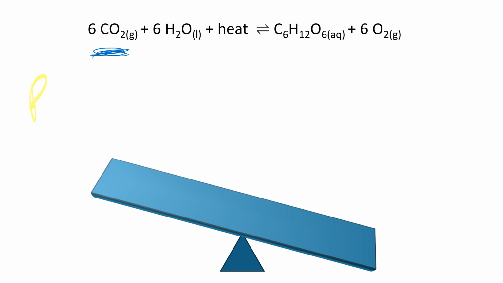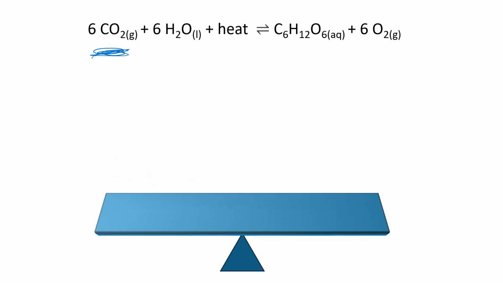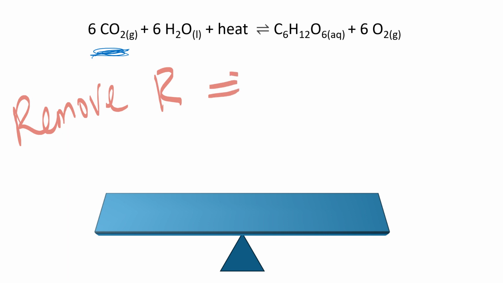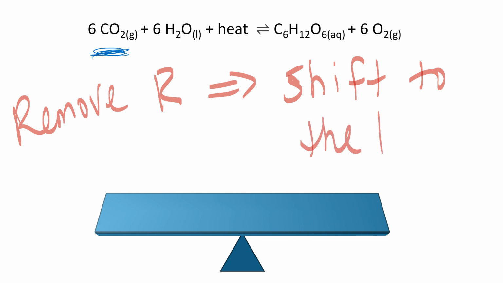So removing, do a different color. So for us to remove the reactant, I'm just going to call it R. Removing the reactant results in a shift to the left. And we can do the same process if we wanted to remove the product. In that case, the product side gets lighter. The reactant side feels heavier, so it will shift to the right.